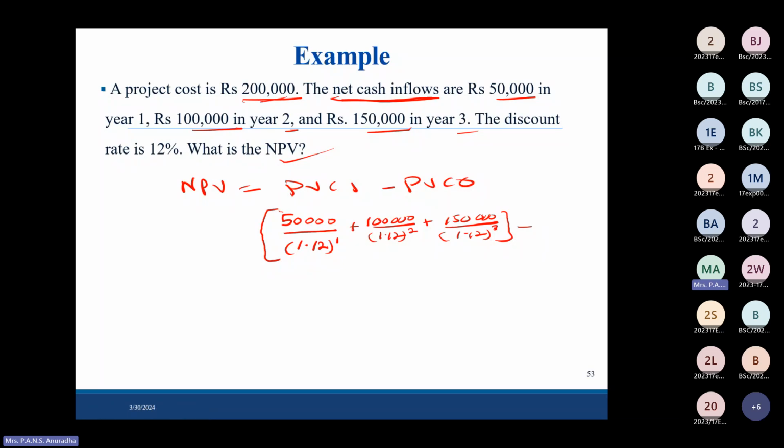So initially the investment or the cost is 200,000 at 0. So its present value is the same, equal to 200,000. No need to discount it because it is at 0 in the timeline. Then deduct 200,000, so you will get the net present value. Is it positive or negative?